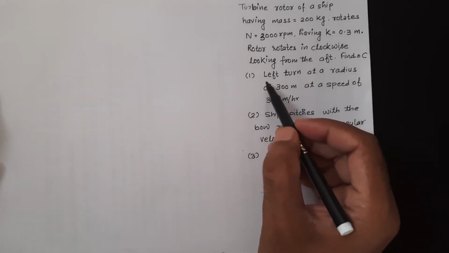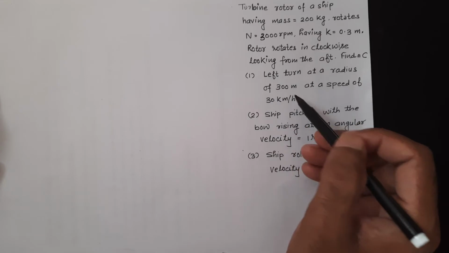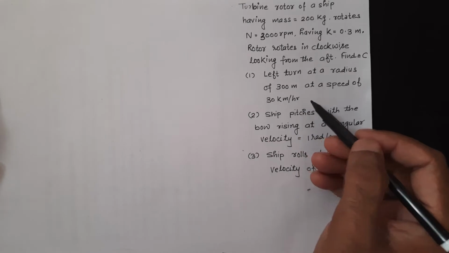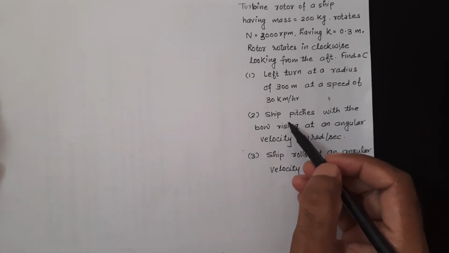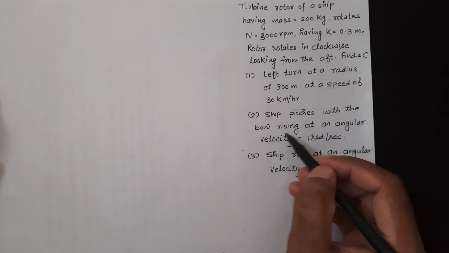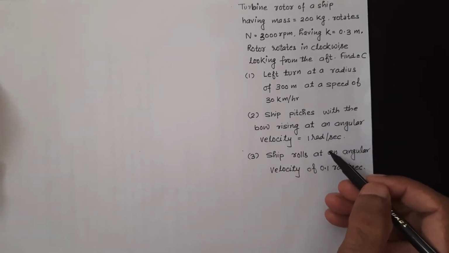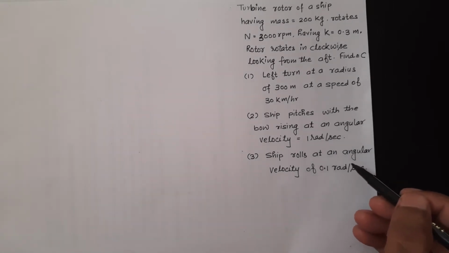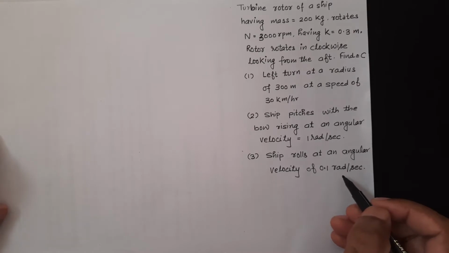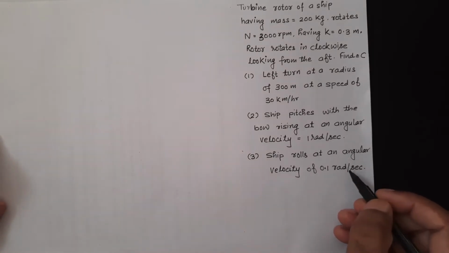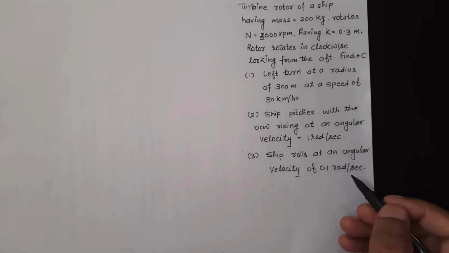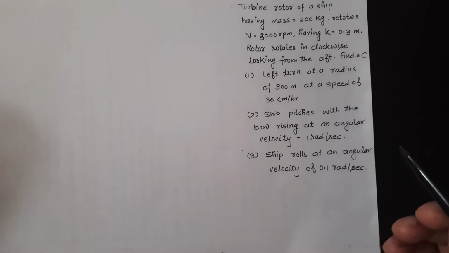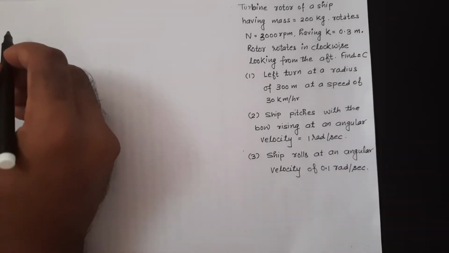Case number one, when the ship is making a left turn in a radius of 300 meters at a speed of 30 kilometers per hour. In the second case, when it pitches with the bow rising at an angular velocity of 1 radian per second. And in the third case, when it is rolling at an angular velocity of 0.1 radian per second. In all three cases we have to find the magnitude of the gyroscopic couple. Let us do it one by one, starting from case 1.